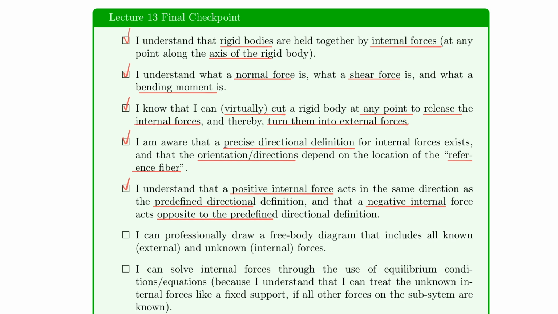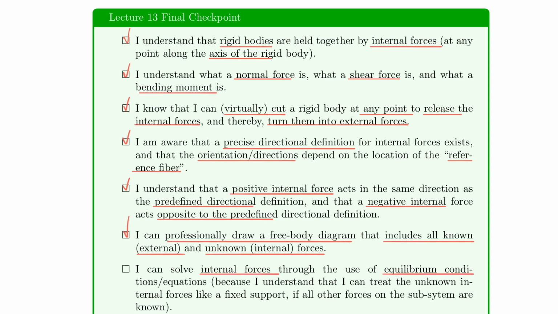Now, what you also need to be able to do to solve these problems is to properly draw the free body diagrams that include all the known forces, and known forces are the external forces, including the support reactions, but you also need to bring in your three unknowns, the internal forces. And that is what really helps you to solve the problem, so we can check that off too, because you understand that.